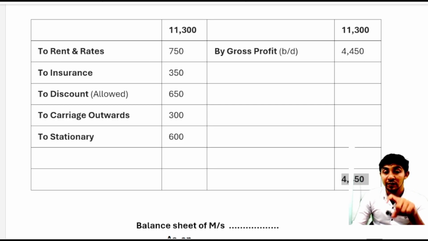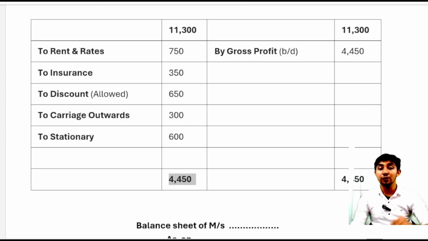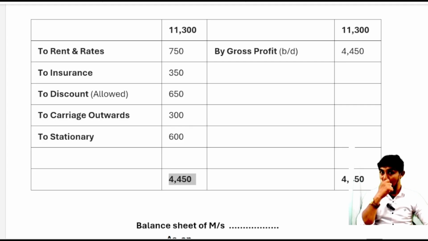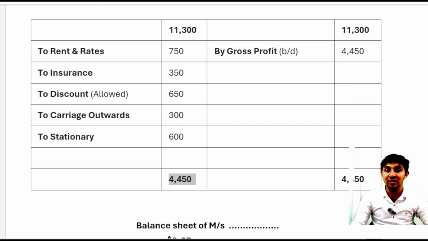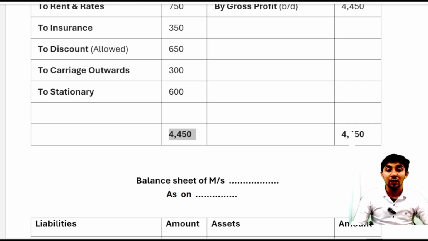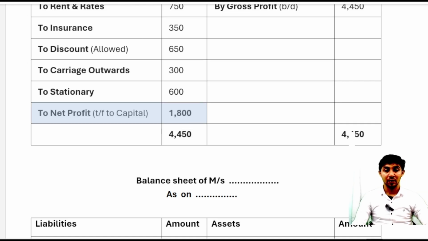This total is more, so it comes on the debit side, that is 4,450. And from this 4,450 we need to subtract the total of the credit side. So we will get the net profit. The net profit will be 1,800, right? And this must be transferred to the capital account. So directly we'll move towards the balance sheet after finding out the net profit.